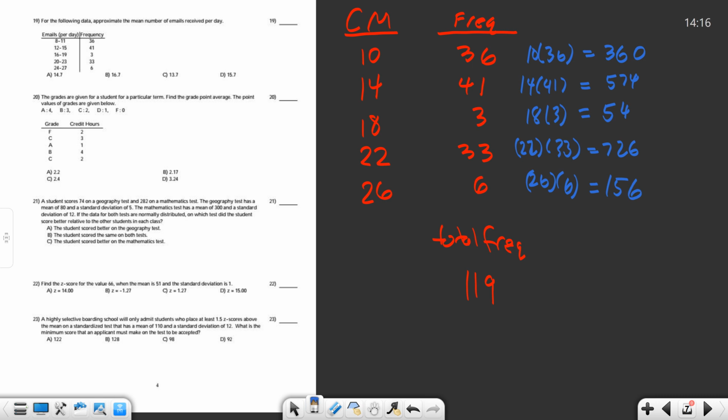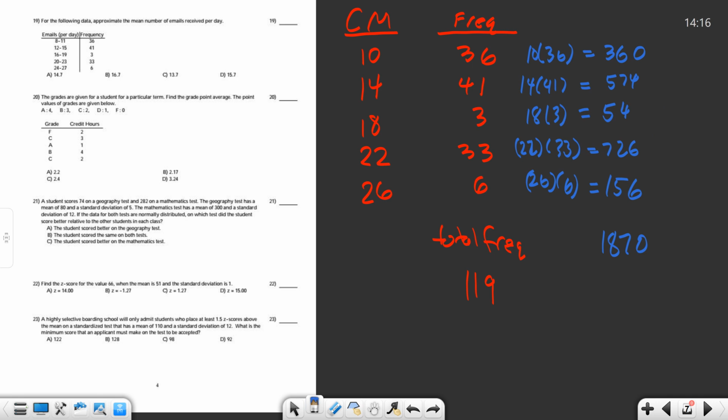So 156 plus 726 plus 54 plus 574 plus 360 is 1870. 1870 is the total of this. Which remember, that's your class midpoint. That's the value you're using. And then the frequency is how many times that value occurs. So we're estimating because we're using class midpoints.